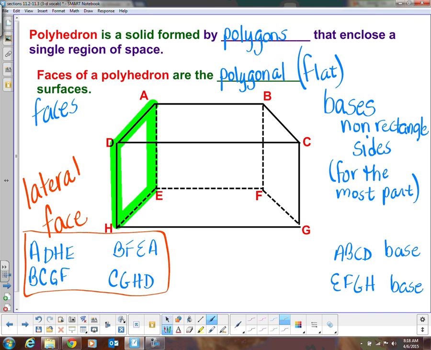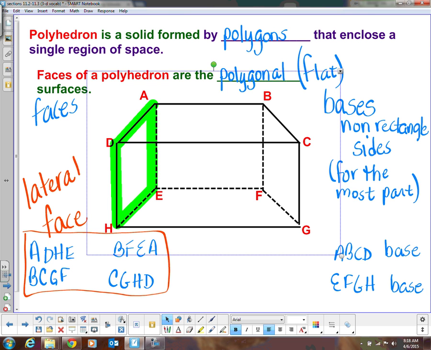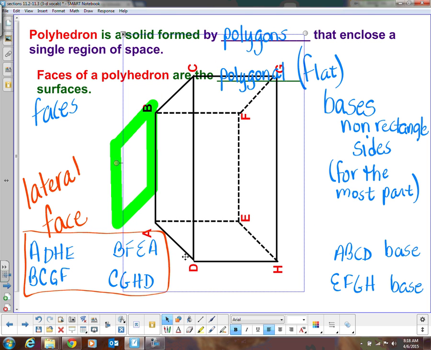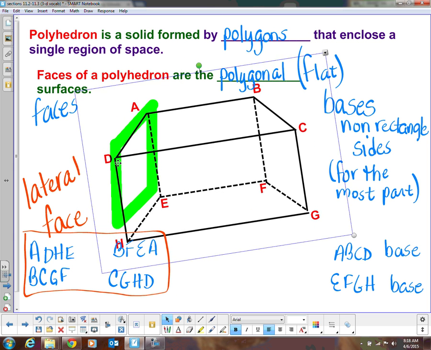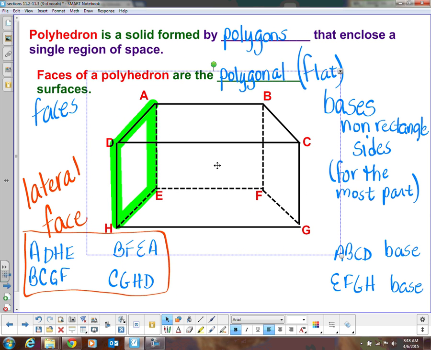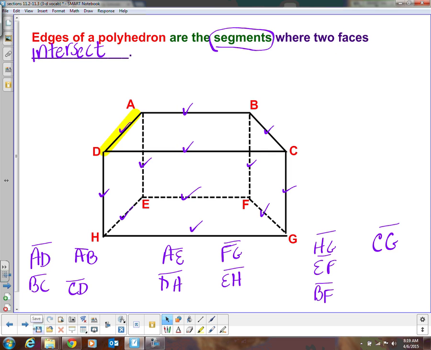Now, I just want you to be aware that I can rotate this figure, and I could have it this way. These are still the bases because those are the trapezoids. The base doesn't have to be sitting on the bottom. You with me? Most likely, if I ask you about vocabulary, I will have it rotated to make sure you understand what's going on. So be aware that there are two types of faces, and two types of edges.